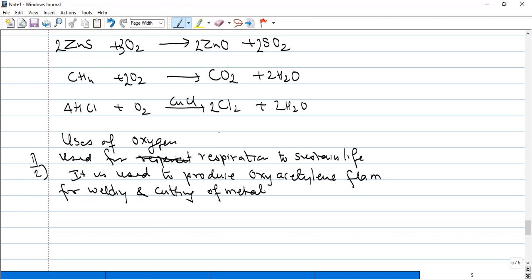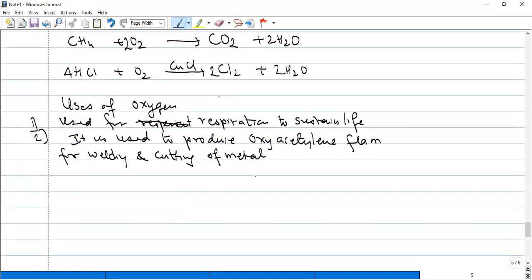What is oxyacetylene flame? A flame which contains two gases, oxygen and acetylene. We see sometimes welders are using two cylinders. एक में acetylene होगा, दूसरे में oxygen होगा. And both are connected to the flame. And the temperature of the flame is around more than 3000 degrees Celsius, which is used for cutting the metal or welding or joining the metal.